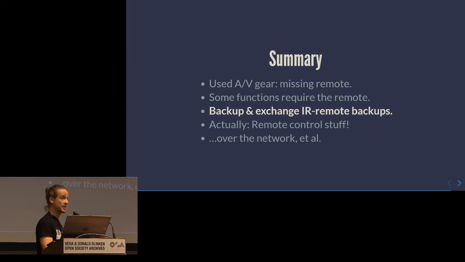Some functions require the remote. Well, no more fear of rewinding that one VCR because you just take a 35-cent IR diode, tape it over the IR receiver, put it on a Raspberry Pi, and just have a web interface. It should be like one day, including coding. Backup and exchange of IR remote controls. I find this really helpful for archiving and preservation of whatever AV stuff and gear.